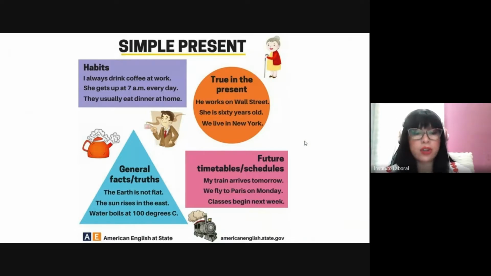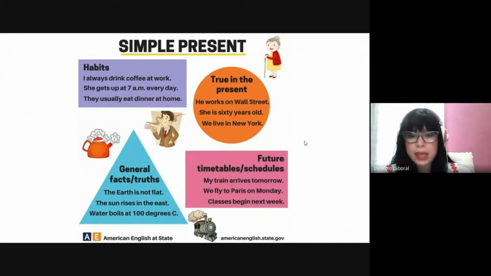General fact, truth. The earth is not flat. This is a general truth. This is a fact. This is a scientific fact. The sun rises in the east. It never changes. So this is a truth. Water boils at 100 degrees Celsius. So facts and truths generally are always expressed by simple present.